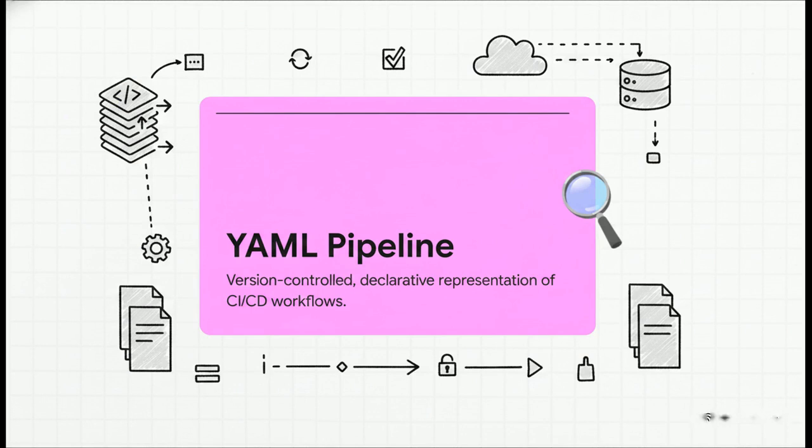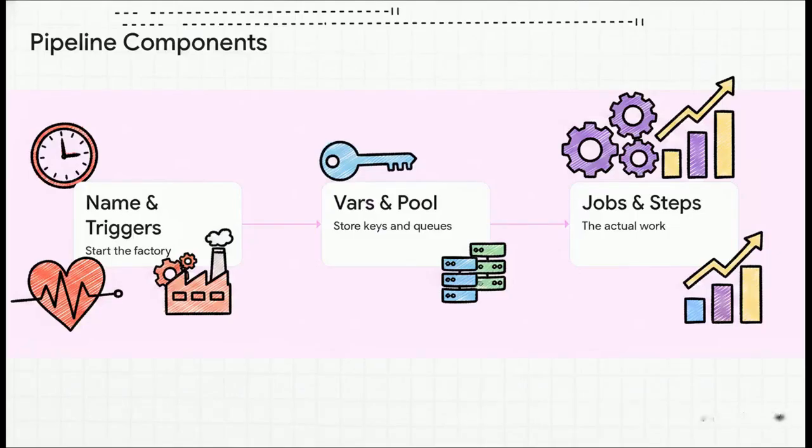So, a YAML pipeline is essentially a version-controlled, declarative representation of your CI/CD workflows. What that actually means is your deployment process is stored directly alongside your application code. It brings modern, code-centric practices right to your infrastructure. Any changes to how you build or deploy are reviewed, approved, and tracked exactly like a feature update to your software. It's brilliant. Now, every pipeline generally features a few core components that act as our initial blueprint.